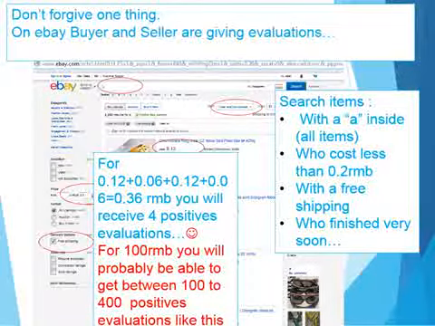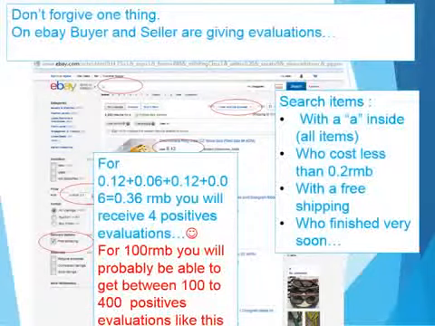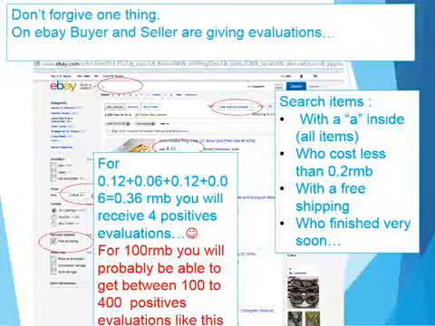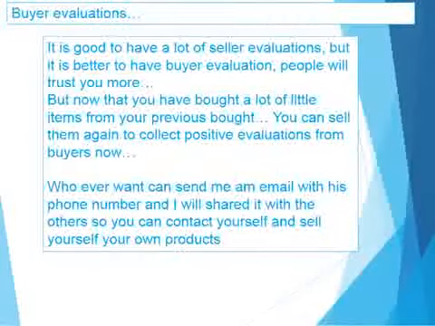So you buy everything on eBay. It doesn't cost anything. It really doesn't matter what it is. You just buy everything at 1 cent. You receive all the positive evaluations. You maybe also receive the product. Like this, you will have a lot of positive evaluations, and people will start to trust you because you have a lot of evaluations.